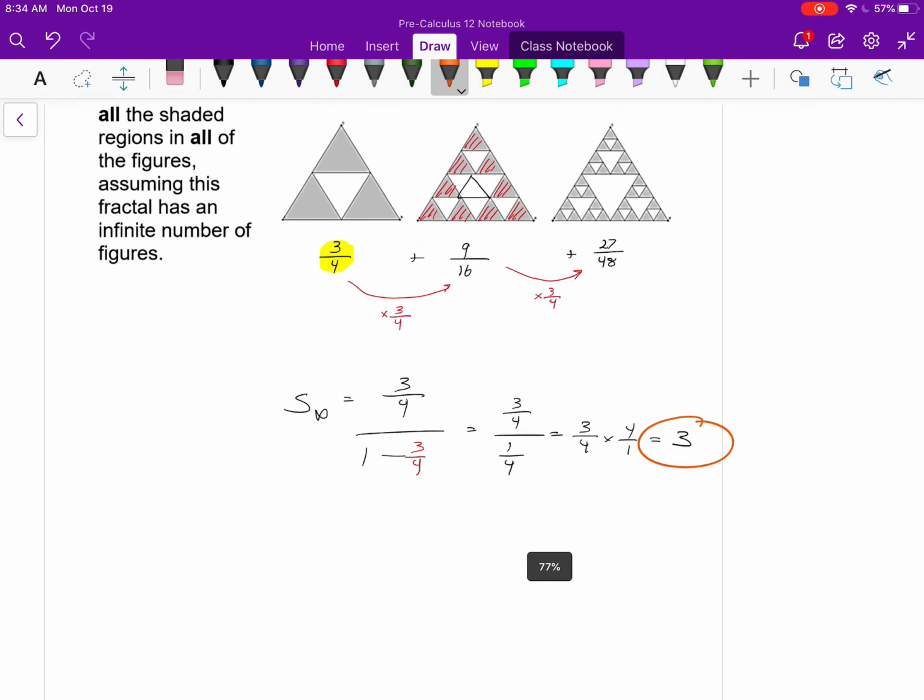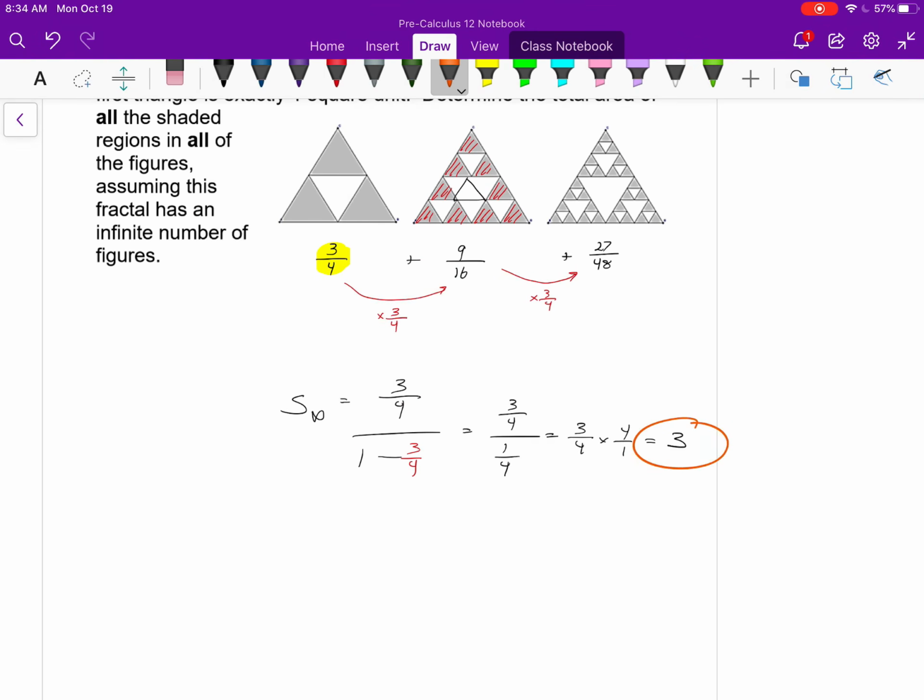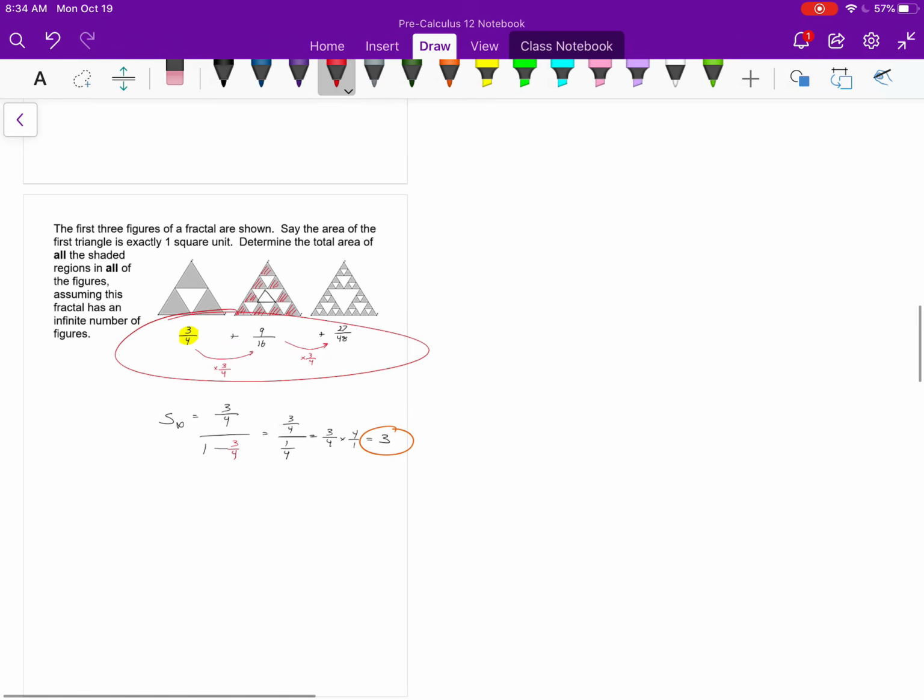So if I was to continue this fractal forever and add up all the shaded parts forever, the area of that would be exactly the same as 3 whole triangles. Again, abstract, weird ideas, but my calculations are actually quite pleasant here. The hardest part, I think for sure, was getting it to this series right here. All right, the last problem.